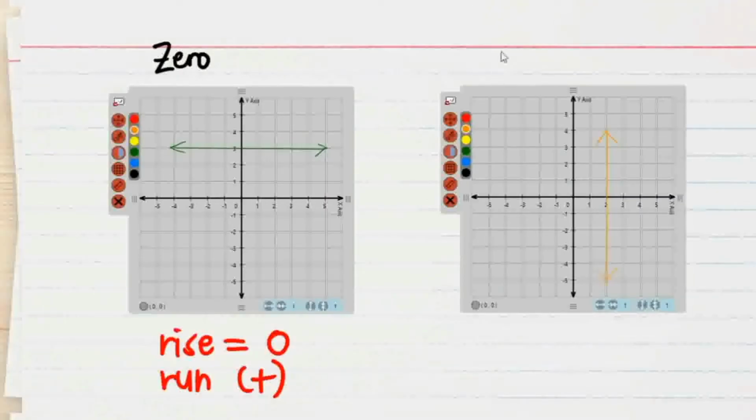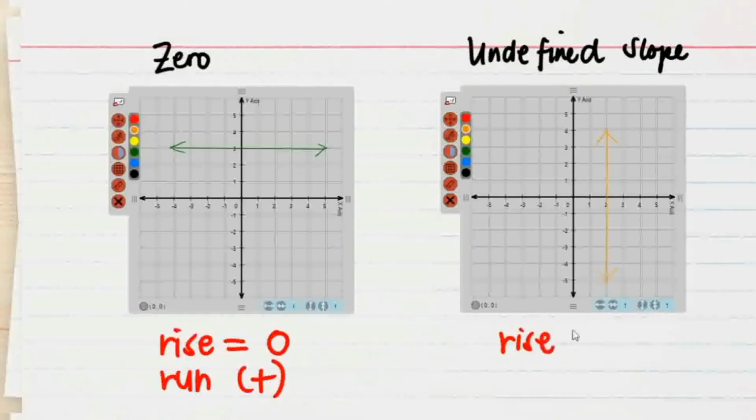And meron naman tayong undefined na slope. Kung saan yung rise natin is either positive or negative. Either going up or going down. Wala tayong change in horizontal. So, run natin is equal to 0.